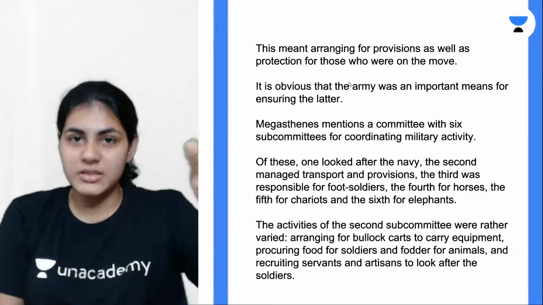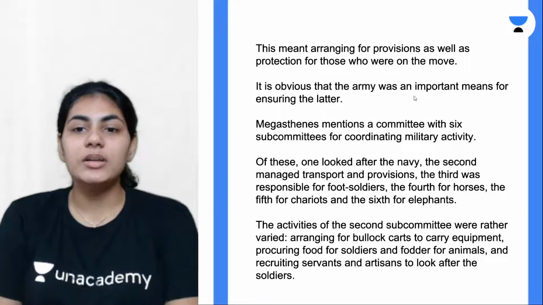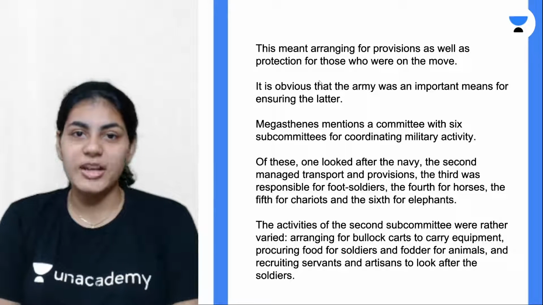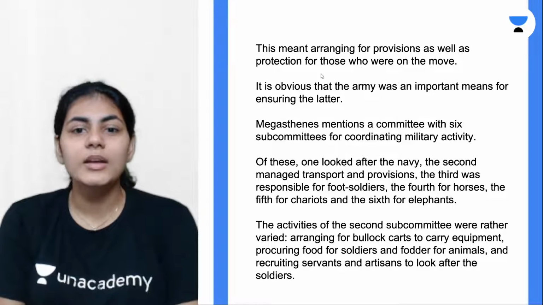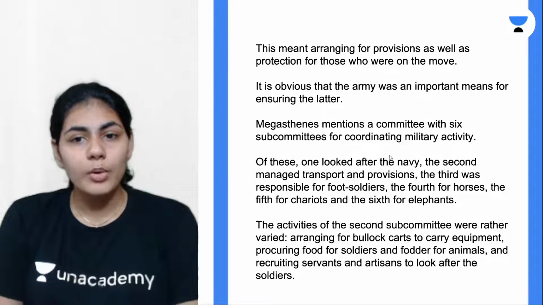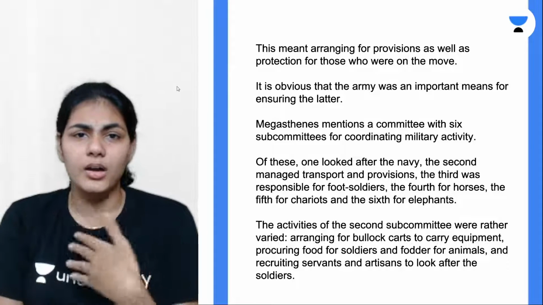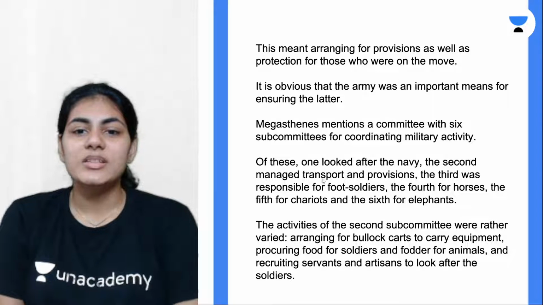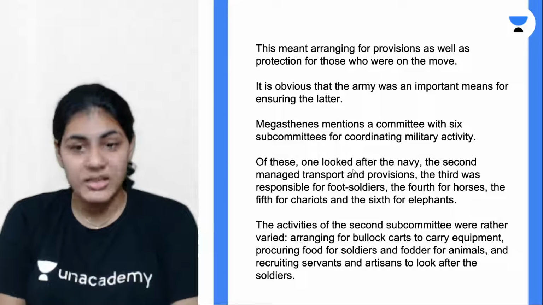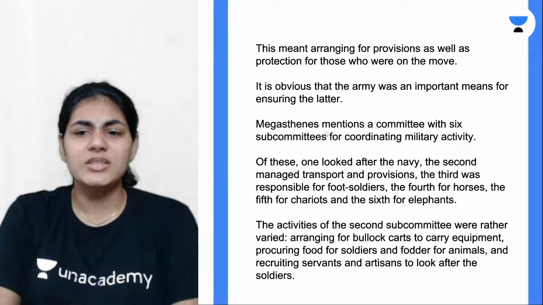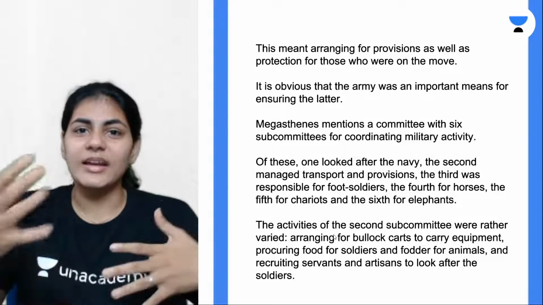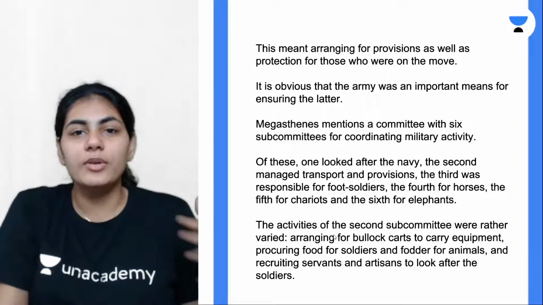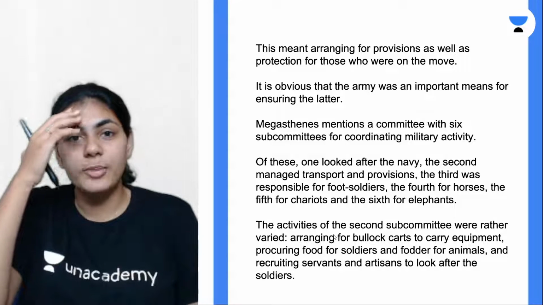Megasthenes, the same person we talked about a couple of slides earlier, mentions in his book Indica that there were six committees which coordinated military activity and looked after all of these provisions. What are those six committees? Number one is the Navy Committee, which looked after sea routes, sea trade, sea warfare, everything water related. The second committee looked after transport and provisions, which meant arranging animals, tying tongas to them, arranging water and food, and making camps and shelters every night.